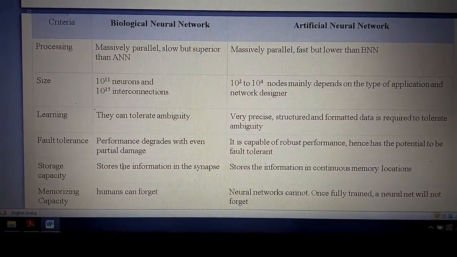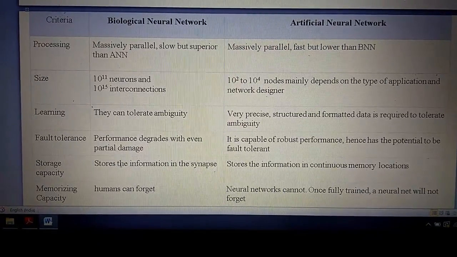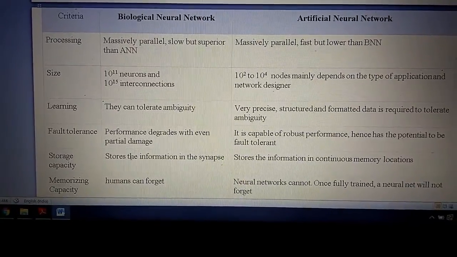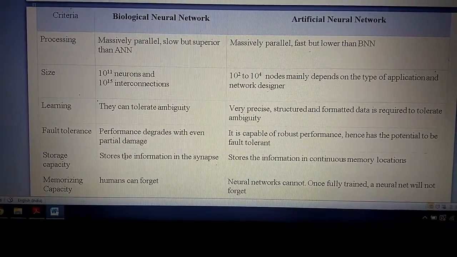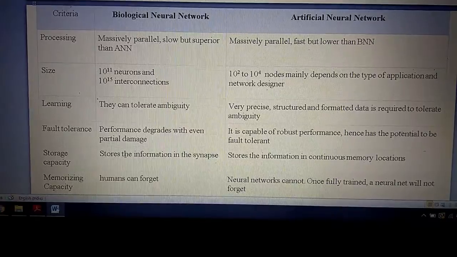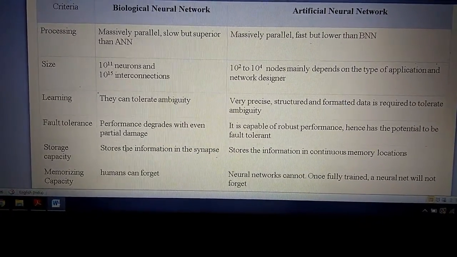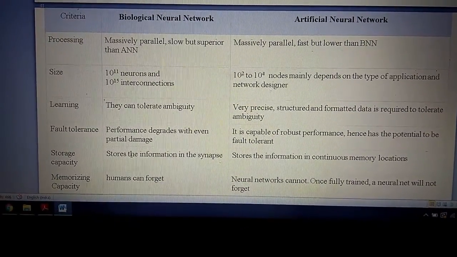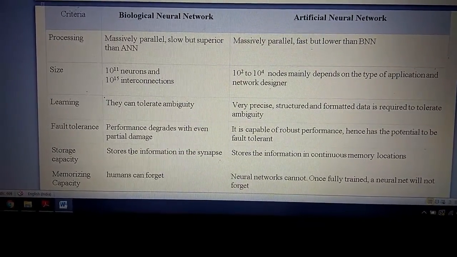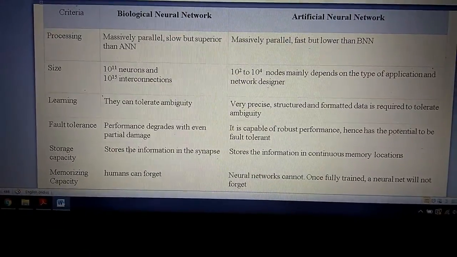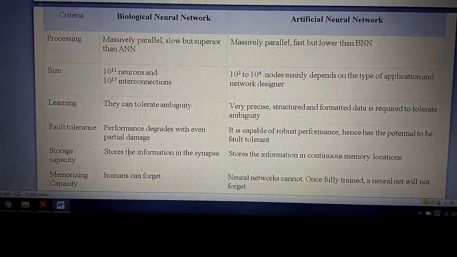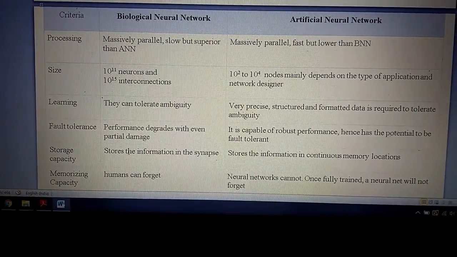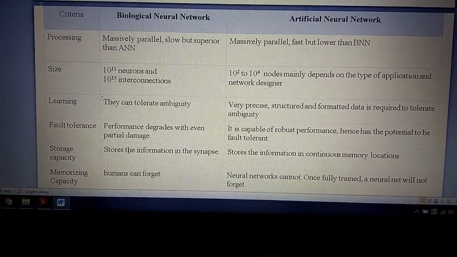Now students, we are going to discuss the difference between the biological neural network and artificial neural network. We are going to make a difference between these two, depending on different criteria. So the first criterion is processing. Obviously, our brain has a number of neurons, so there is parallel processing. In a biological neural network, massively parallel processing is there.